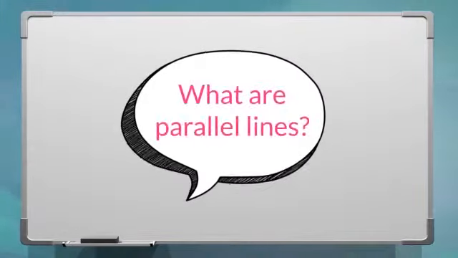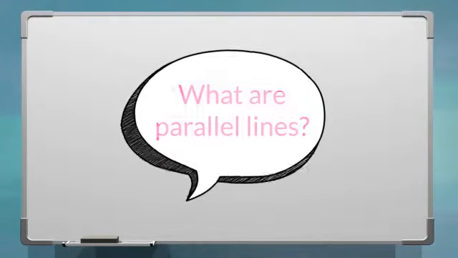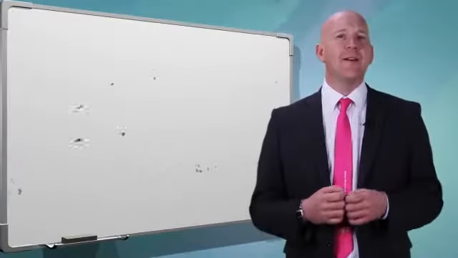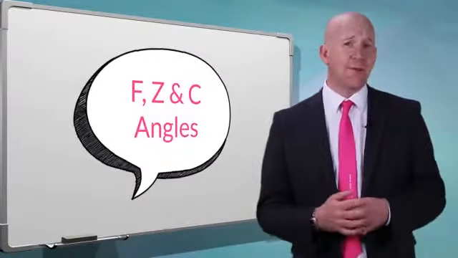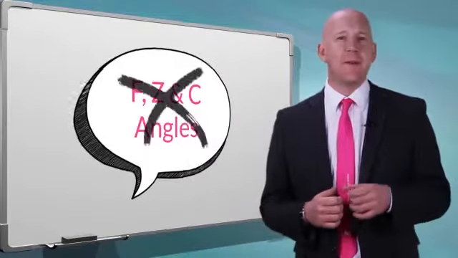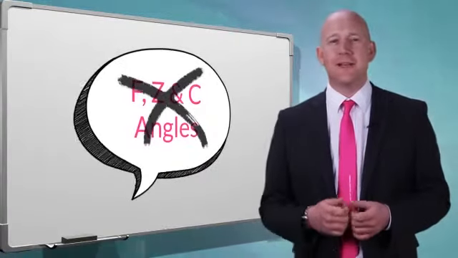In this short maths burst, we'll be looking at angles in parallel lines. Firstly, what are parallel lines? Think of train tracks, two lines that never meet which carry on forever and ever. You may have heard of F, Z and C angles, but we have to call them by their proper names because that's what gets you marks in your exam.